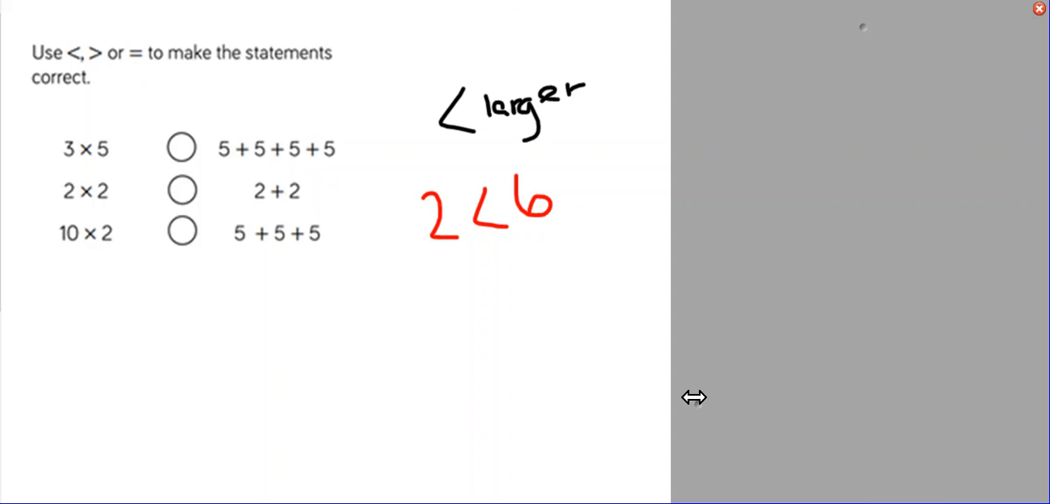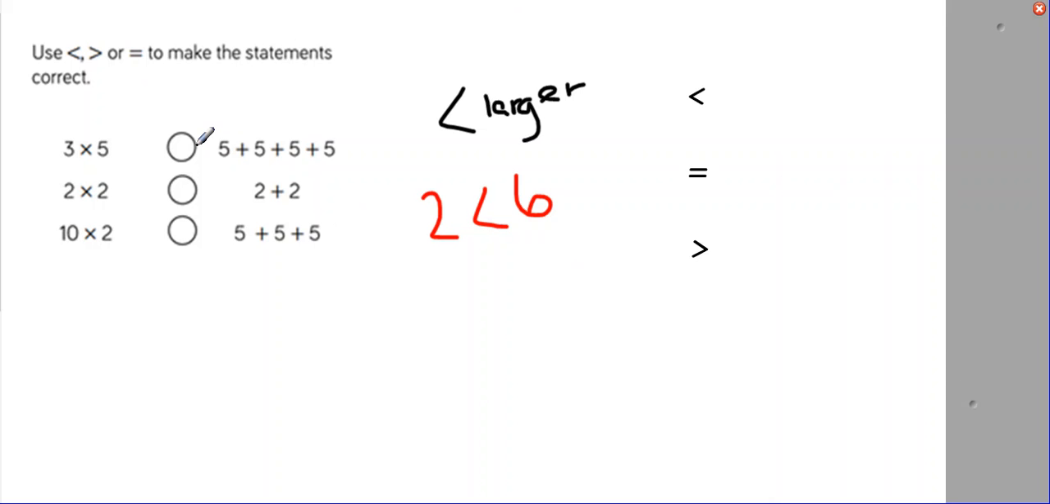Let's have a look at the answer then. So the first one, your crocodile mouth would go this way. The second one is equal, 2 times 2 is the same as 2 add 2. And your last one, your crocodile mouth would go that way. Well done if you got all of those correct.